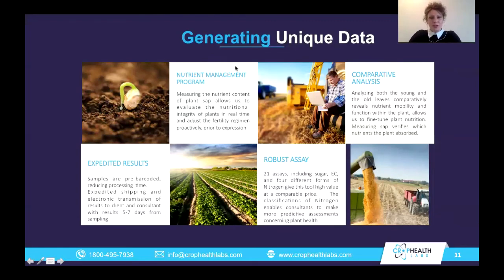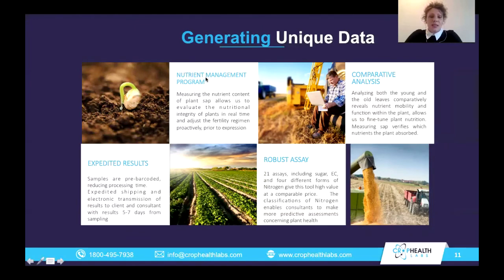Again, we're generating some unique data. Along with unique data, we also have expedited results, which adds to the value. We have about 5 to 7 days from the point that the grower samples until they have the results in their inbox. All results are sent electronically, and that also adds to the expedited nature of this data.